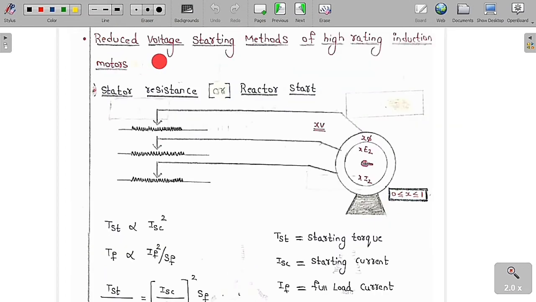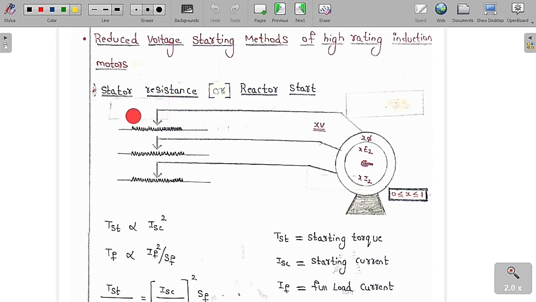Now we are going to discuss the reduced voltage starting methods of high rating induction motors. Basically, we are going to reduce the input voltage to the induction motor for high rating induction motors with the help of different methods.